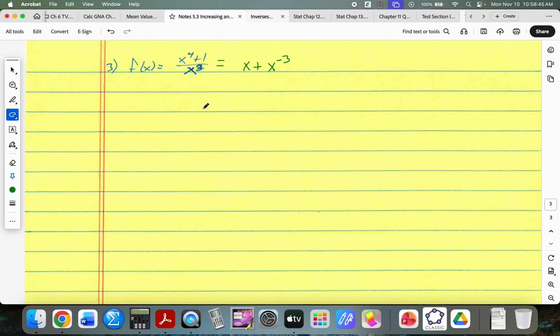Saved a lot of time there. Yes, if you can simplify the expression before you take the derivative, it is almost always to your advantage. So f prime of x is 1 minus 3x to the -4. Oh, sorry, -4.